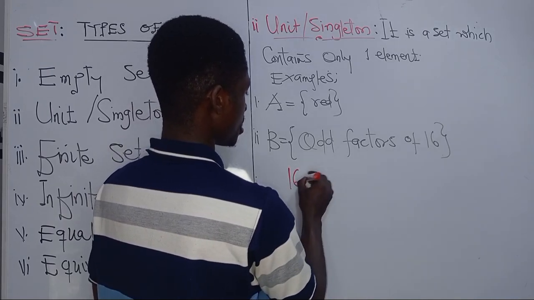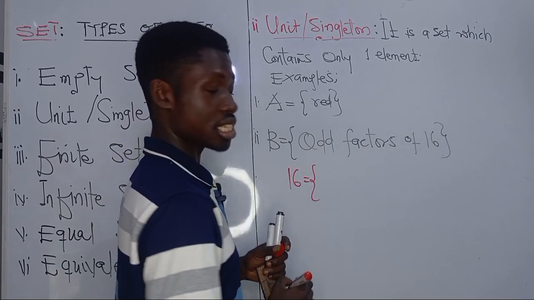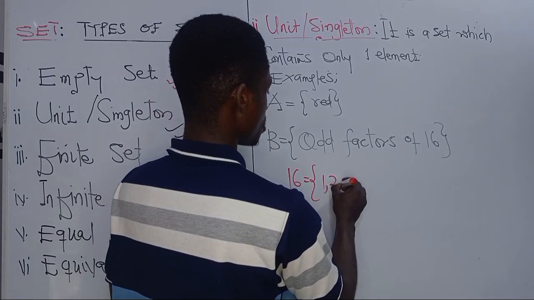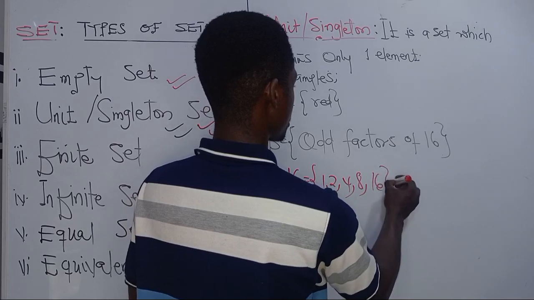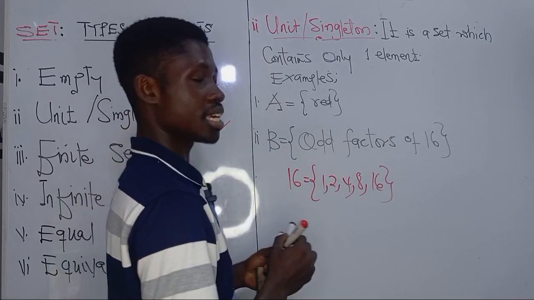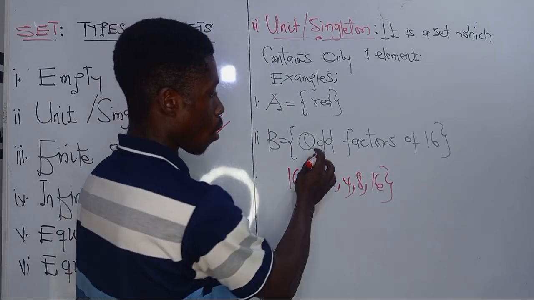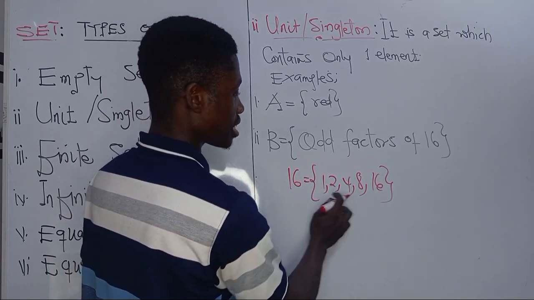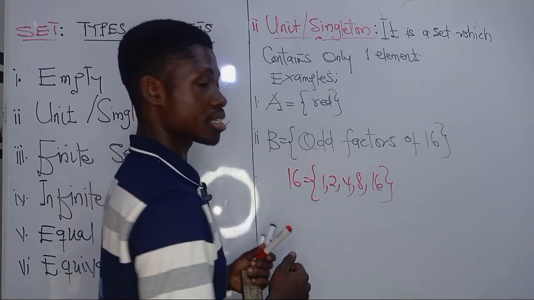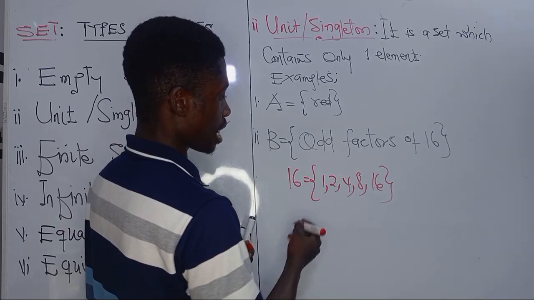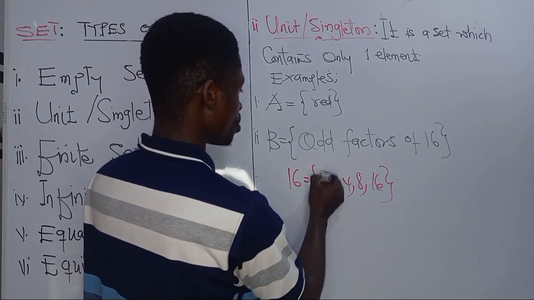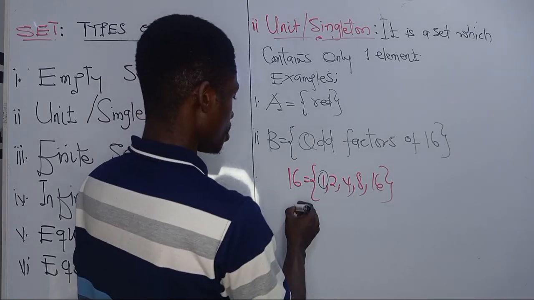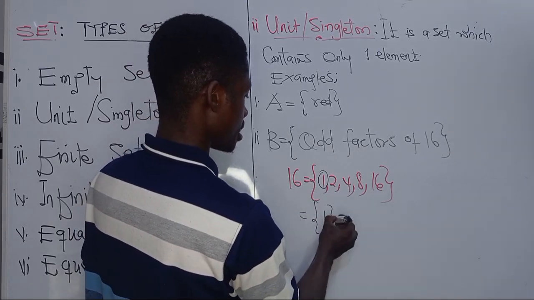So we have 16. Under the factors of 16, we have what? 1, 2, 4, 8, and then 16. So these are the factors of 16. And then we are looking at what? Odd. So which of these numbers is an odd number? You realize that we are going to get only one to be an odd number. So we are going to get this set.